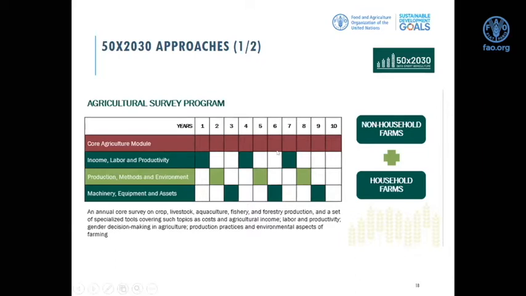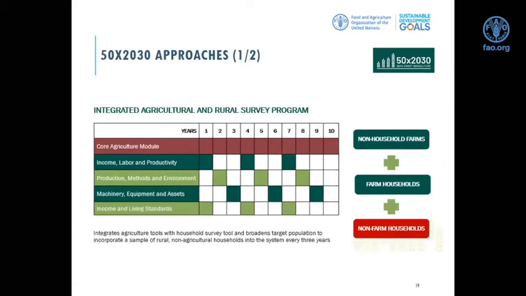So you have another program. Next slide, please. The integrated agriculture and rural survey program. In this case, we have one additional rotating model, named income and living standard, where the focus is living standard and income of the household. So we have an additional unit of observation that is the household linked to the agricultural holding. And also the target population is larger, adding non-farm households in the rural areas.